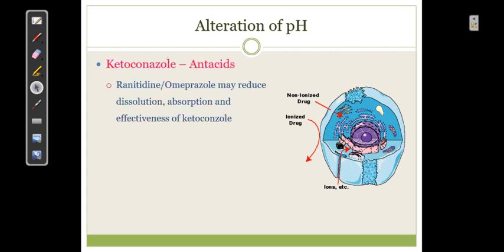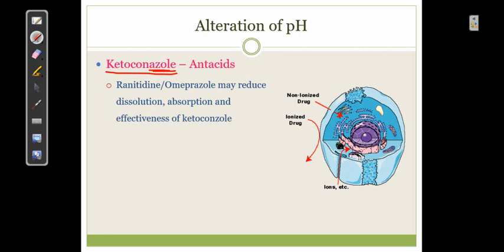So starting with the first one, that is ketoconazole and the antacids. You know that ketoconazole is an antifungal drug, it belongs to the azole type. Many medicated shampoos are also available having ketoconazole as a component, you learned this in 6th semester BPharm. This ketoconazole can also be given by oral route, and normally it is absorbed through the stomach. Ketoconazole is absorbed through the stomach.